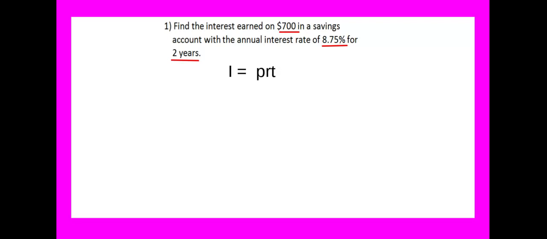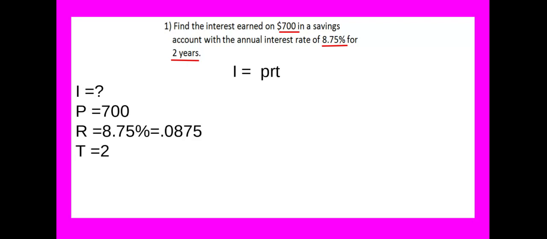Next, we're going to write down all the important information, the 4 pieces of the formula that we need to fill in. First, we're looking for the I. The P is the principal, which is the money in the problem, which is 700. The rate is your percent, which we changed to a decimal. And the time is in years, which is 2. Pause if you need to write this down.